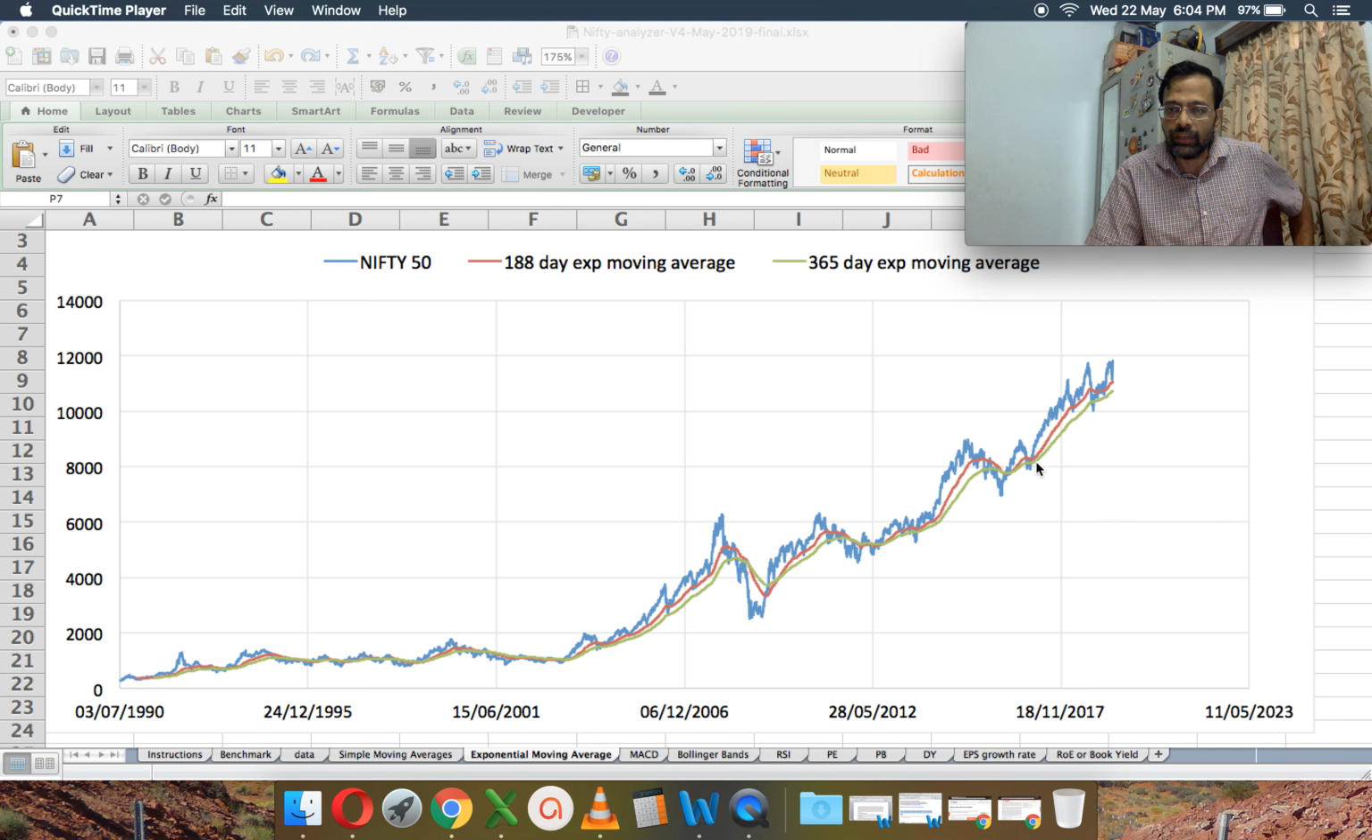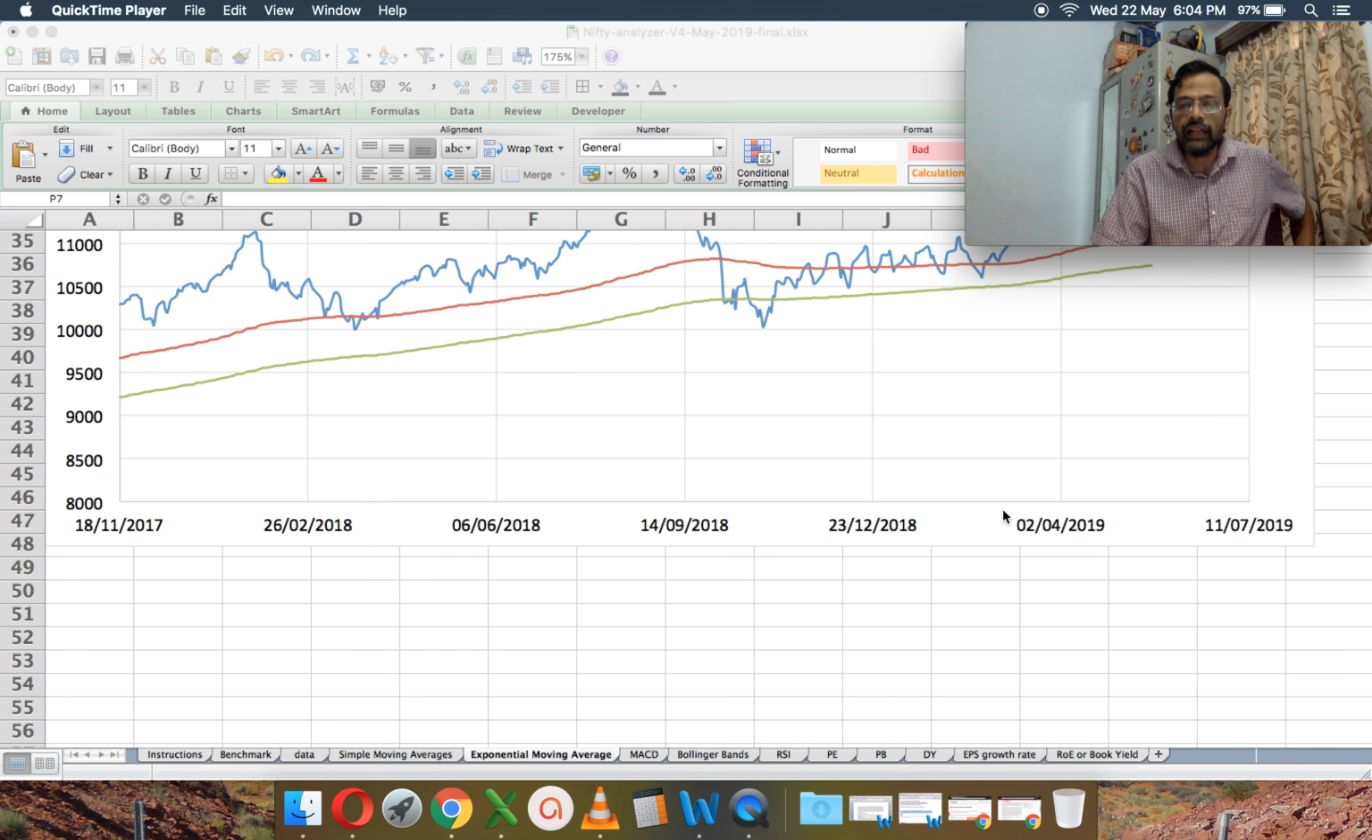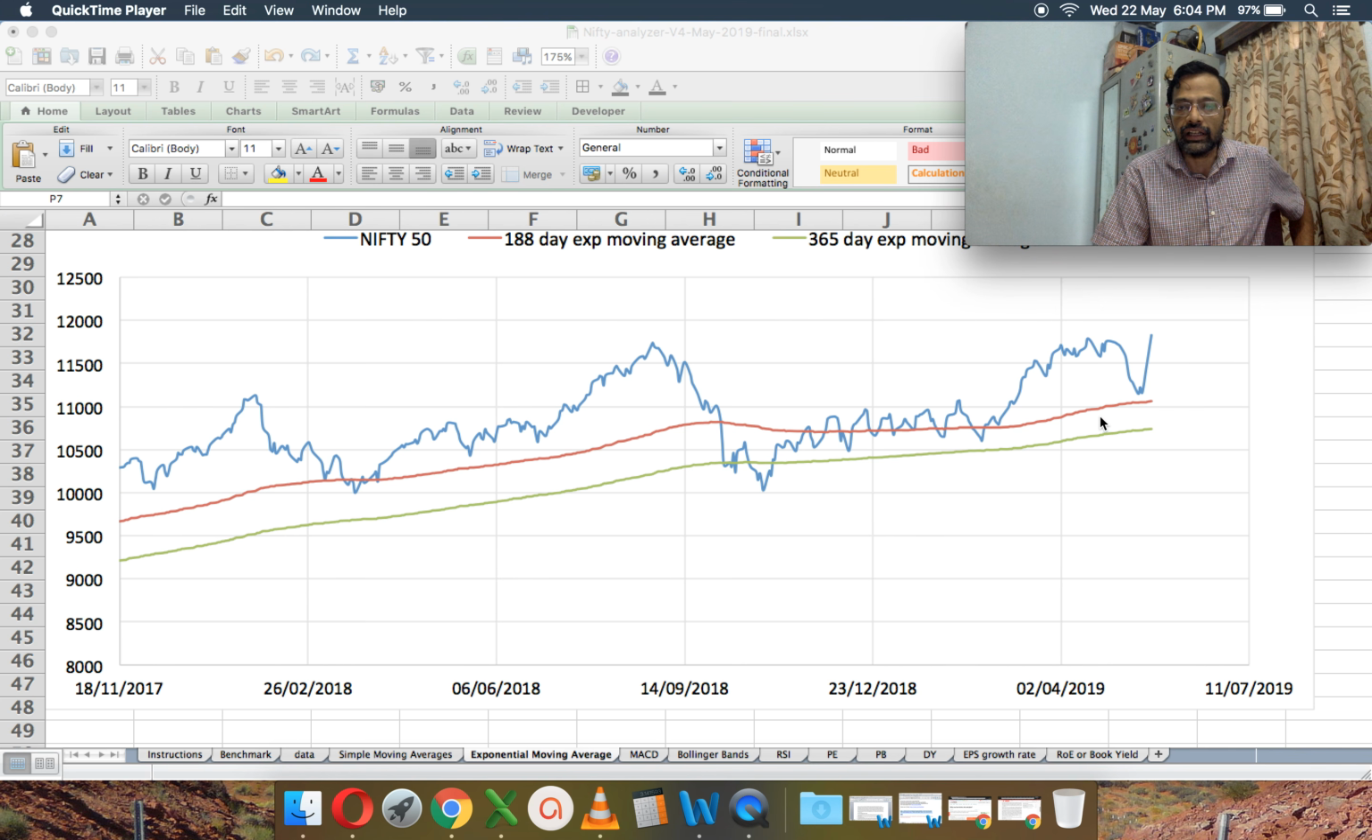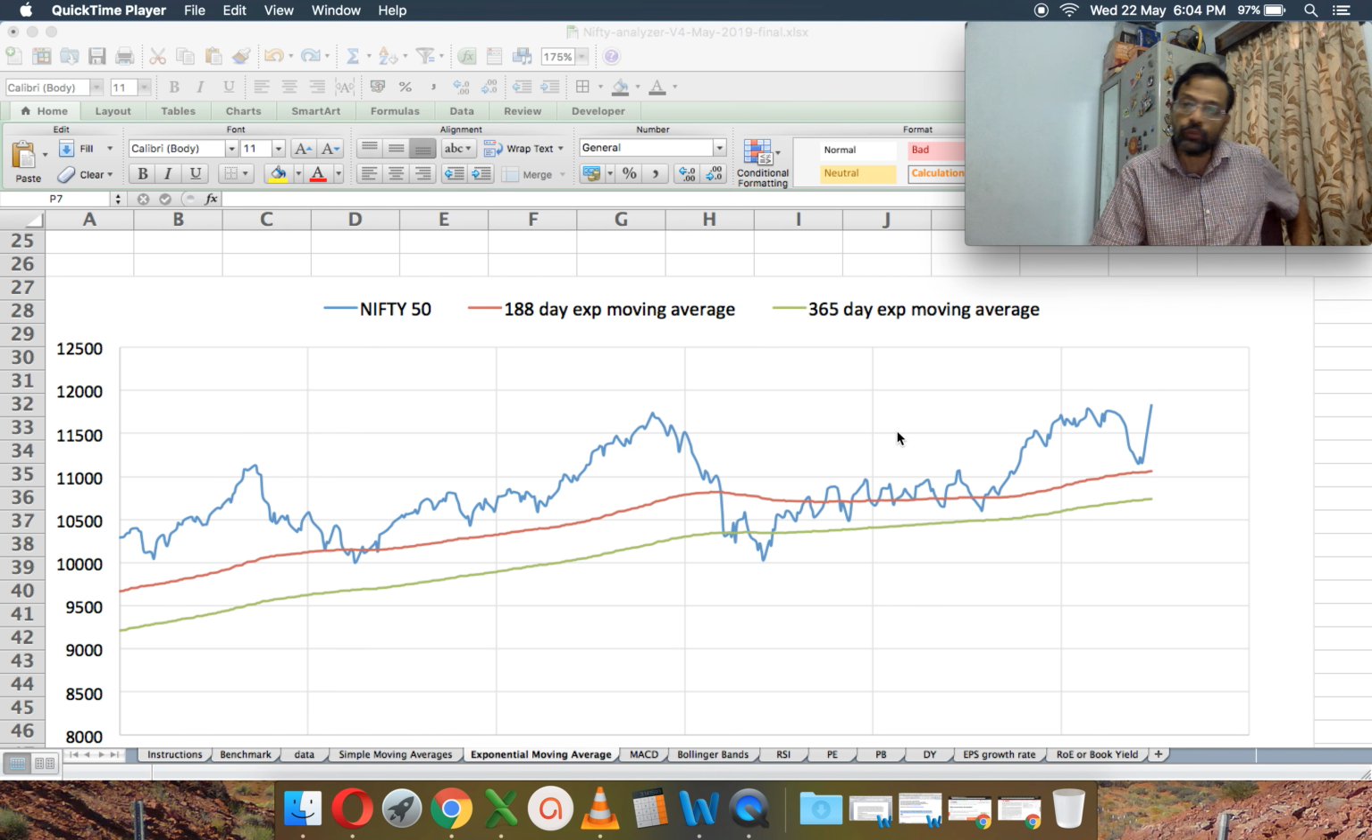So you can see that the 188-day EMA has been well above the 365-day EMA for a long time. So we have been in a fairly bullish market for a long time. And even in the recent trend, you can see that the 188-day line has been well above the 365-day line. So we are in an overvalued market, clearly.